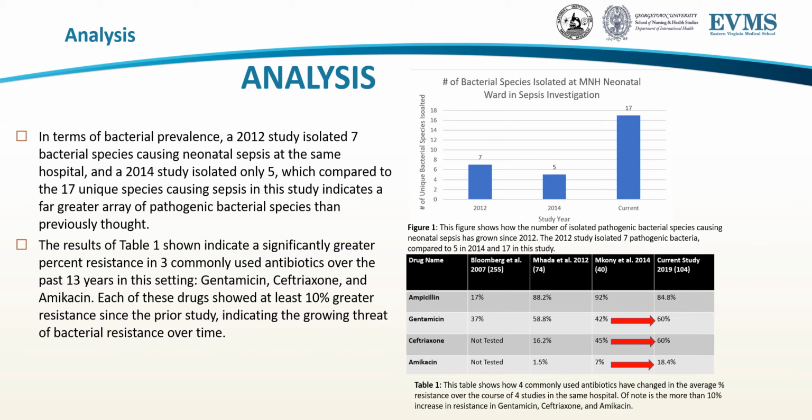Additionally, looking at the historic data on antibiotic resistance from the past 13 years has shown a significant increase in the percent resistance of 3 important commonly used drugs. Gentamicin, ceftriaxone, and amikacin are all drugs that have grown in percent resistance by at least 10% since the previous study in 2014, which indicates the seriousness of antimicrobial resistance in being able to combat these deadly infections.